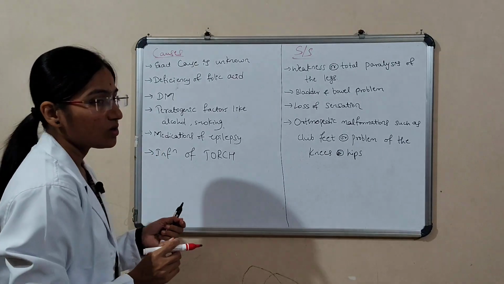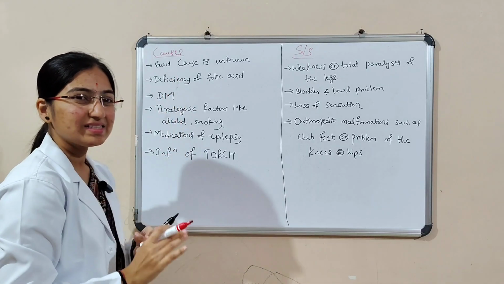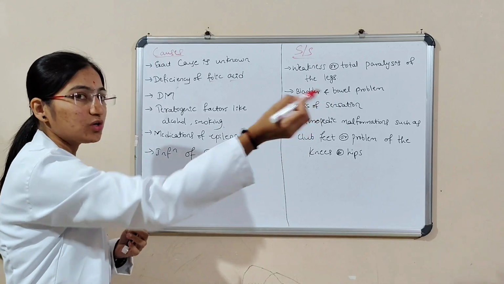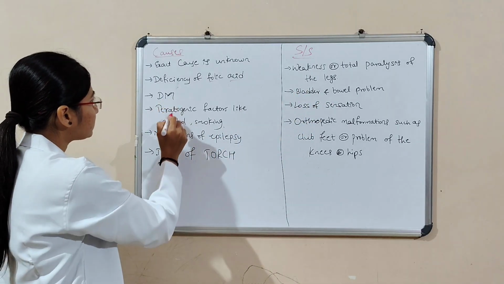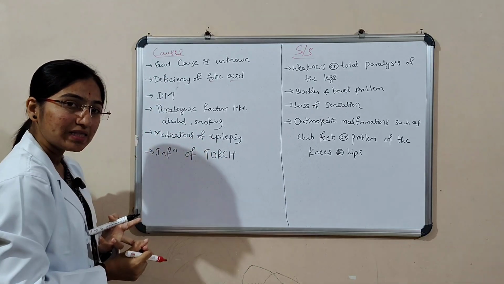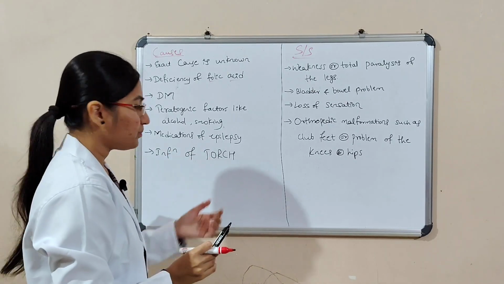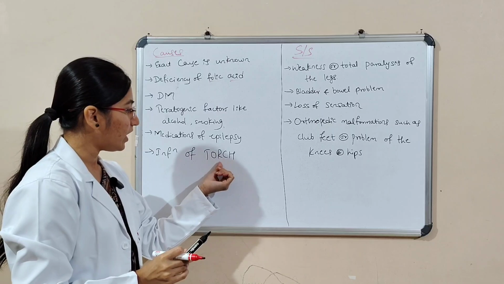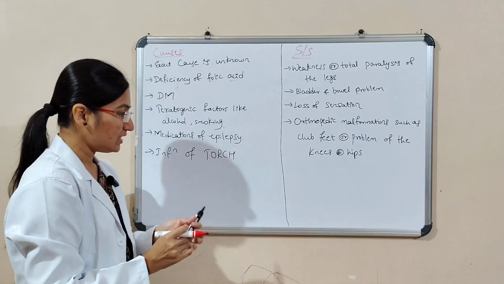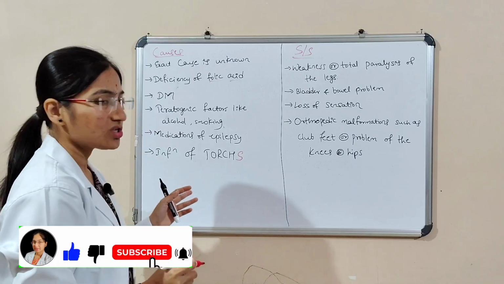Next we will see the causes. The first cause is that the exact cause is unknown. Then deficiency of folic acid during pregnancy of the mother, diabetes mellitus, teratogenic factors like alcohol and smoking during pregnancy by the mother, medications for epilepsy, and infections of TORCH: toxoplasmosis, rubella, cytomegalovirus, herpes simplex virus, and then HIV, and this extra S stands for syphilis. These are the causes for Spina bifida.